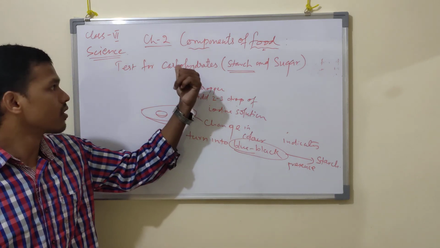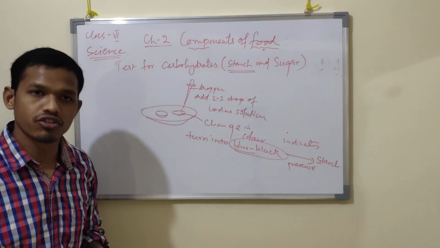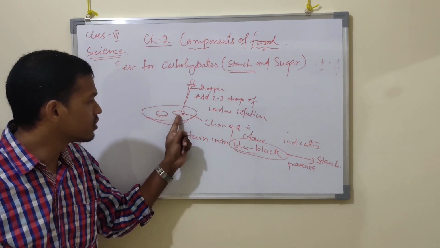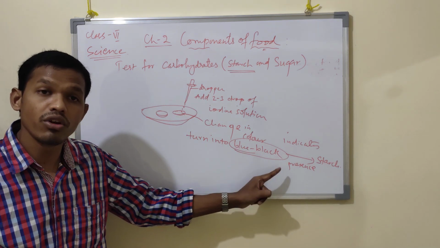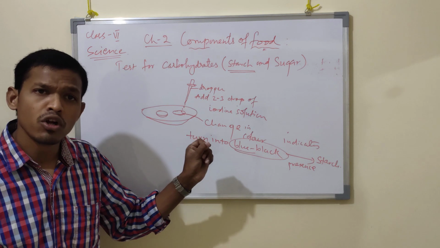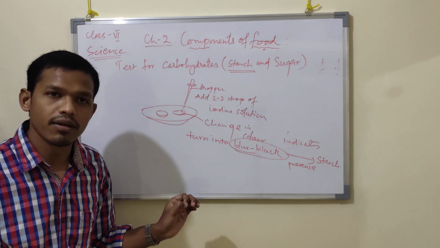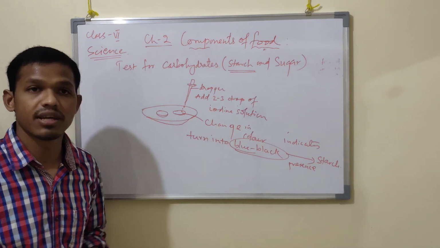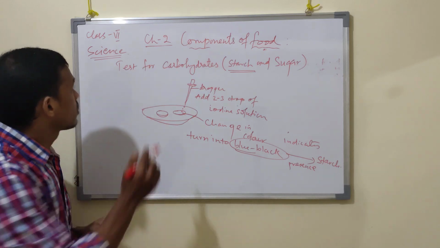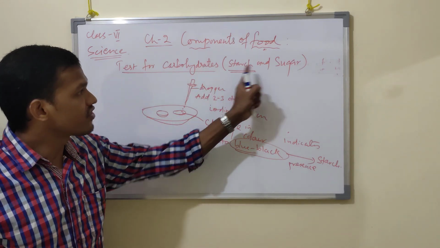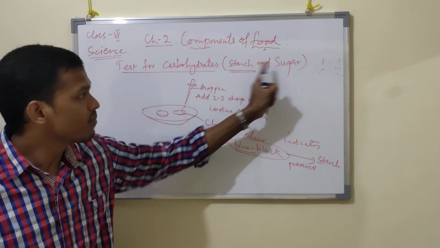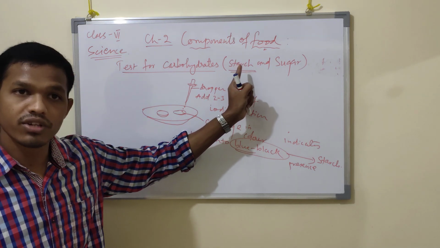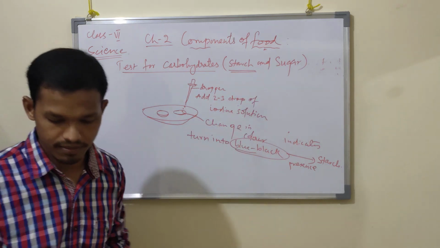Starch is also called a carbohydrate. Carbohydrate is a component of food, or we can say a nutrient. Does this food item contain nutrients? Yes, because it contains starch. How do you identify the presence of starch? By adding 2 to 3 drops of iodine solution, the color changes to blue black. Therefore we are sure it contains nutrients. So we have understood the test for carbohydrates, starch and sugar. Between the two, starch is easier to test than sugar.